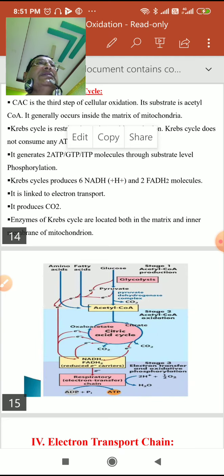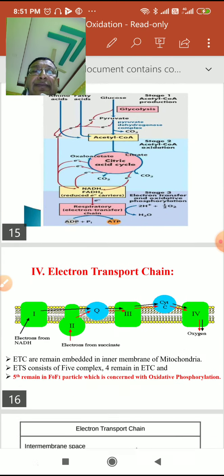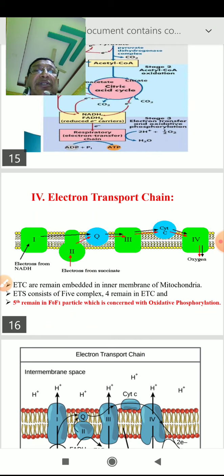In my earlier classes, I finished glycolysis, and then how pyruvic acid undergoes oxidation and is converted into acetyl coenzyme A, and that acetyl coenzyme A enters a cycle popularly known as the citric acid cycle or the Krebs cycle. That much I discussed in my last class. Today I am going to discuss the electron transport chain.